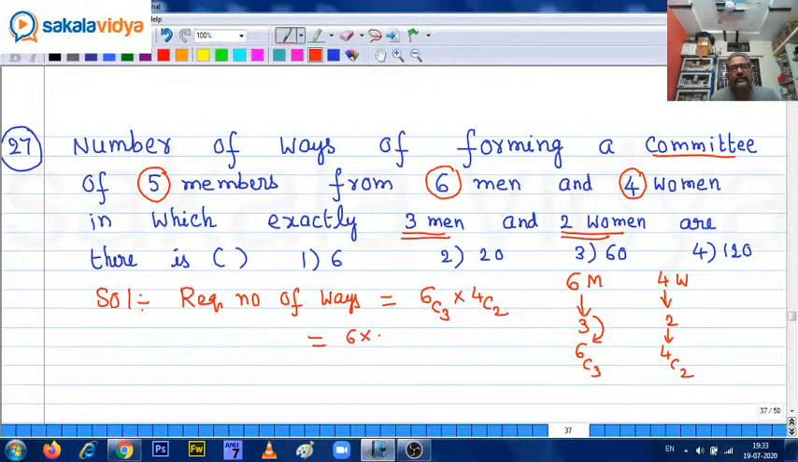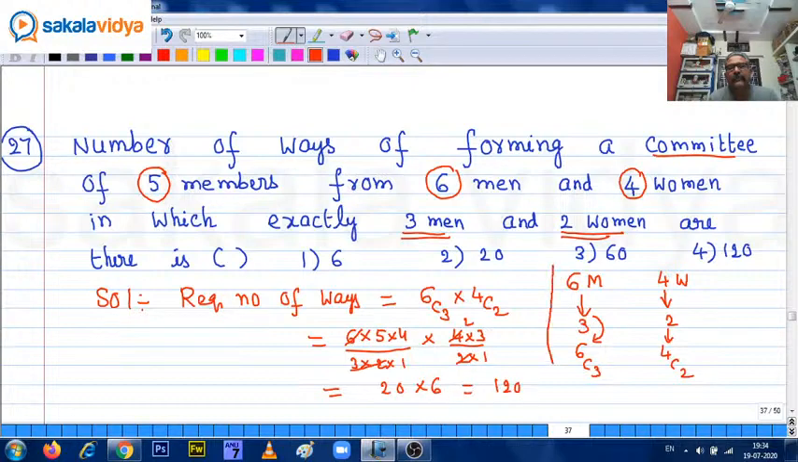6C3 can be written as 6 into 5 into 4 upon 3 into 2 into 1, into 4C2, which is 4 into 3 upon 2 into 1. 6 gets cancelled, 2 2s are 4, this is 5 4s are 20, this is 6. So total 120 ways. You can select the committee in 120 ways. Okay, no problem, Lavanya. Fourth option is the right option. I hope everybody will understand this question.